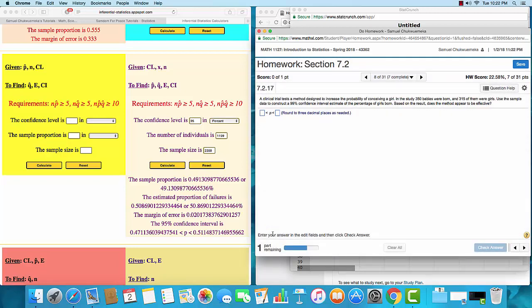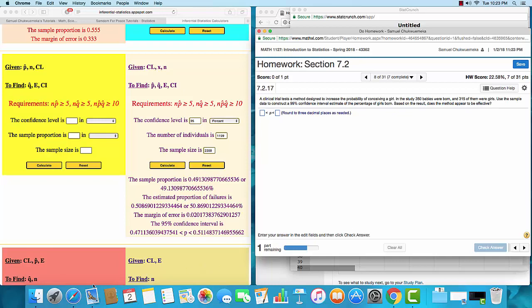Question 8, my turn. A clinical trial tests a method designed to increase the probability of conceiving a girl. In the study, 350 babies were born, and 315 of them were girls. Use the sample data to construct a 99% confidence interval estimate of the percentage of girls born. Based on the result, does the method appear to be effective?